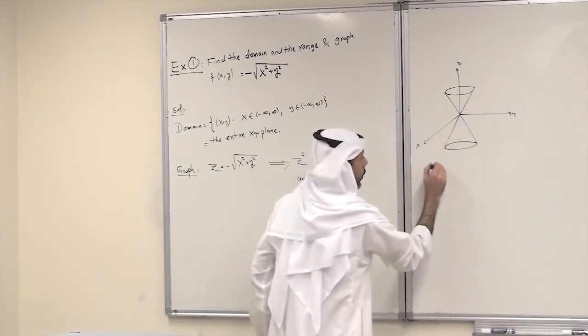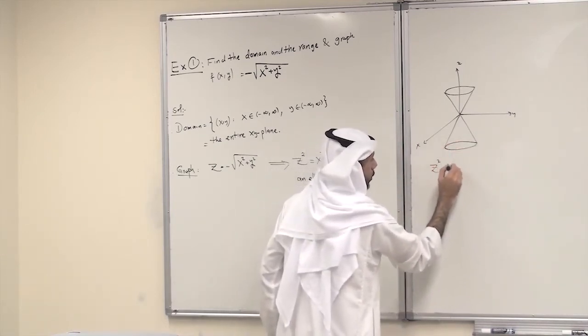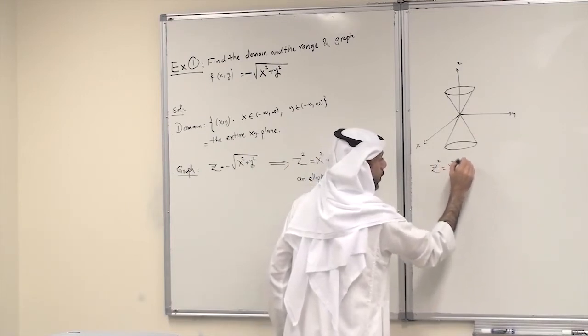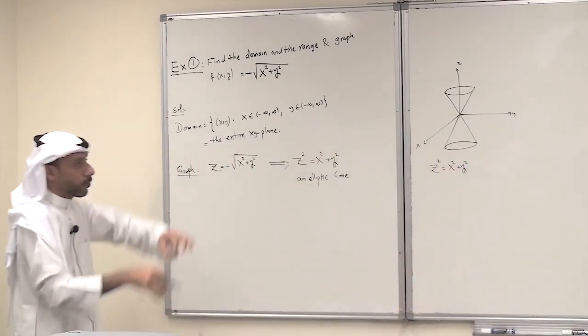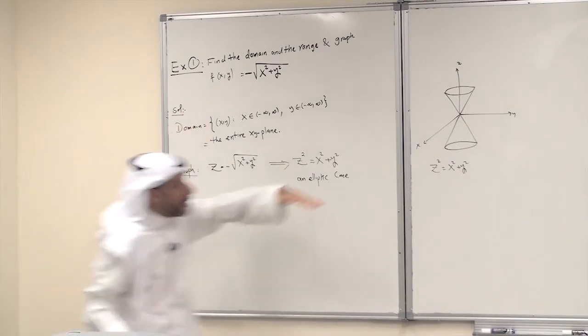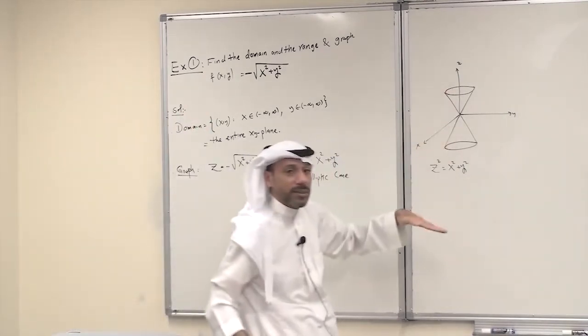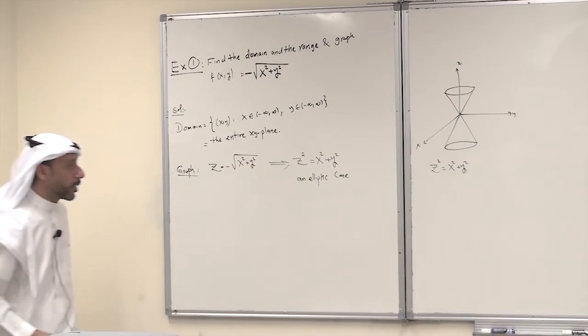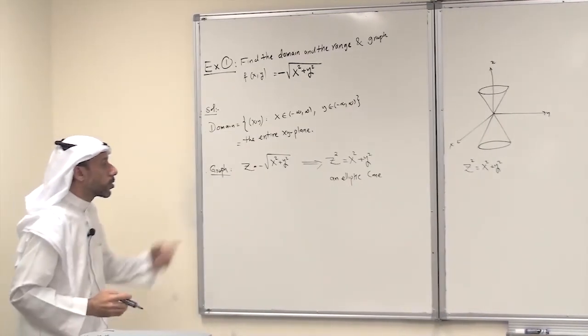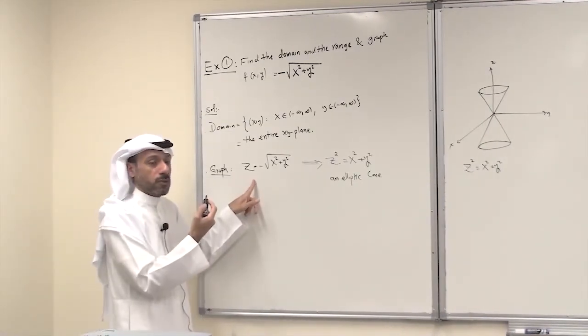So this is the graph of the elliptic cone, z squared equals x squared plus y squared. Of course, it will extend forever upward and downward. So this is an elliptic cone. But what is the graph of our original function?